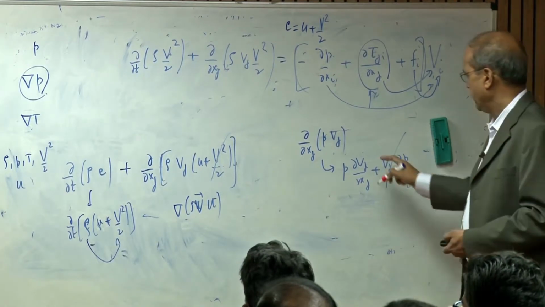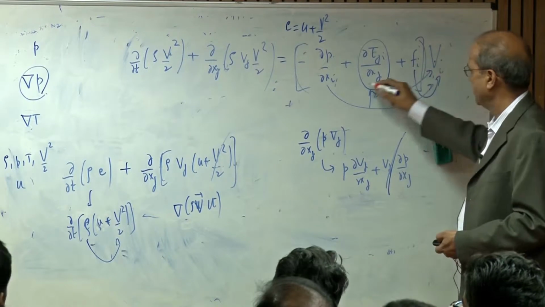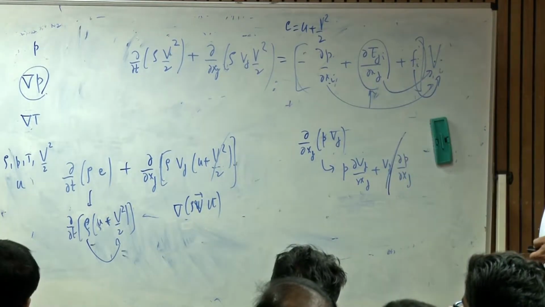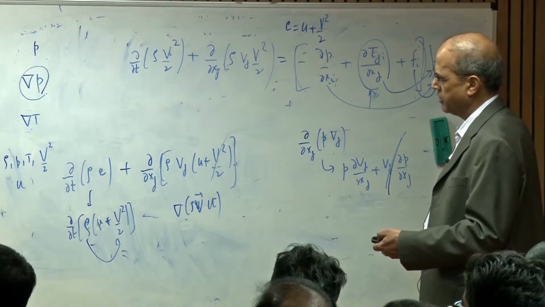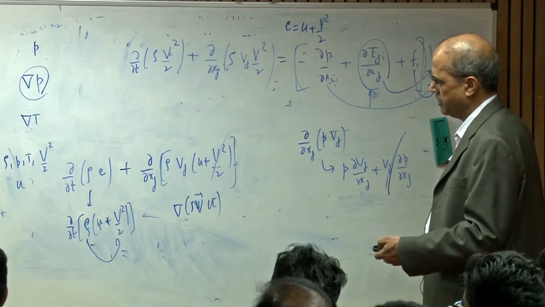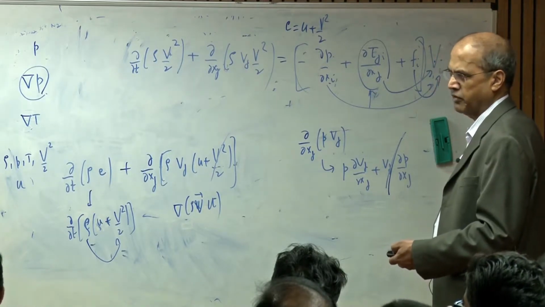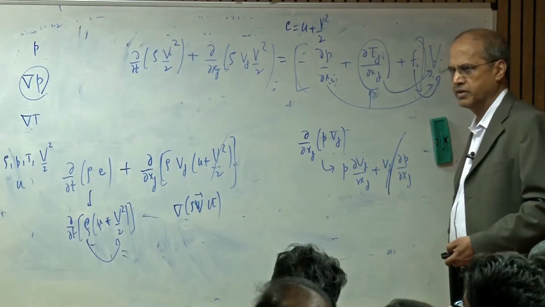So when you subtract, see this term will cancel out from the energy equation. So here you have two terms. You subtract this term from this, you end up with P times divergence of velocity. So this is P times divergence of velocity.